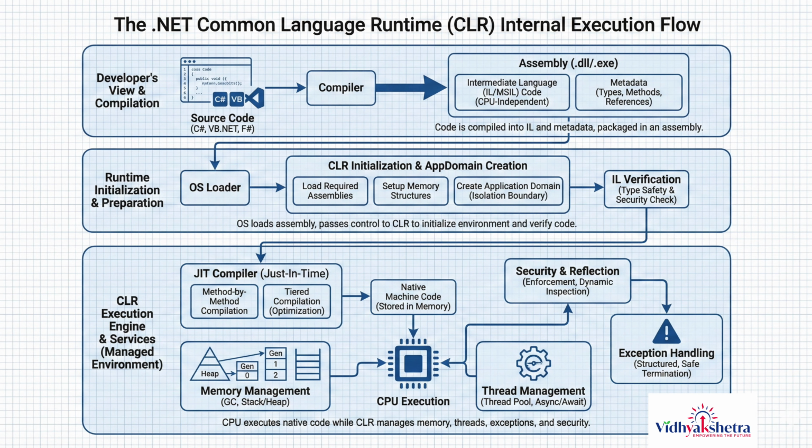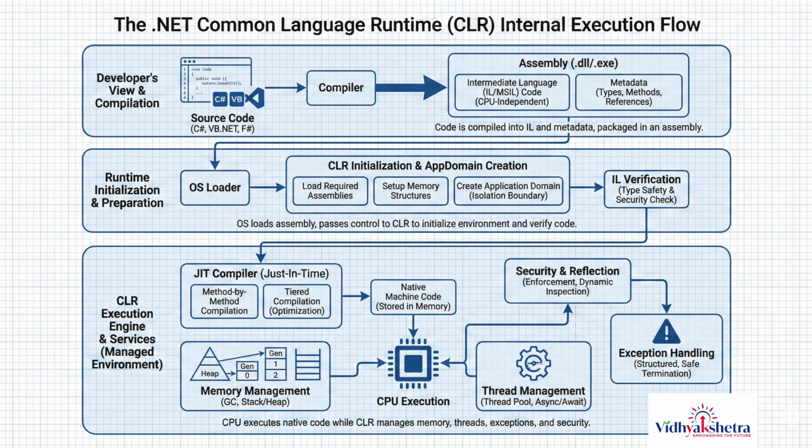Closely related to CTS is the Common Language Specification, CLS. CLS is a subset of CTS that defines a set of rules all .NET languages agree upon. While languages may have advanced or unique features, only CLS-compliant features are guaranteed to work across all languages. This ensures that public APIs remain usable regardless of the language used by the consumer.